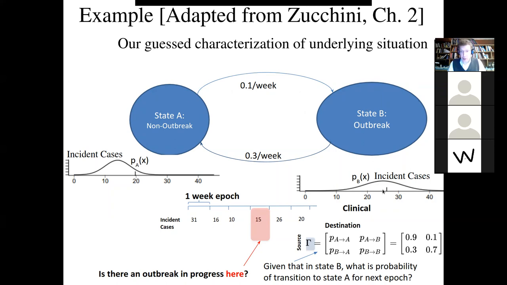Similarly, this transition matrix says if I'm in an outbreak state, that's the second row here, a 30% chance of changing states, going from B to A, note the notation, or I have a 70% chance of remaining in state B.